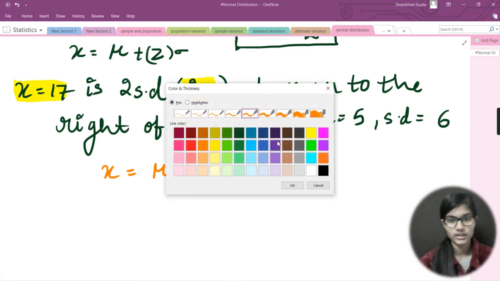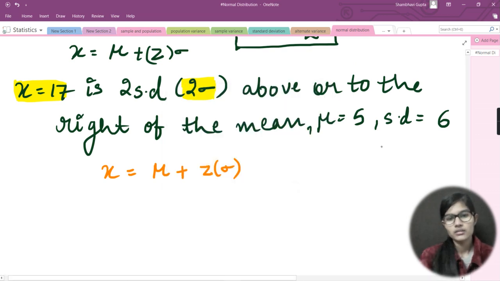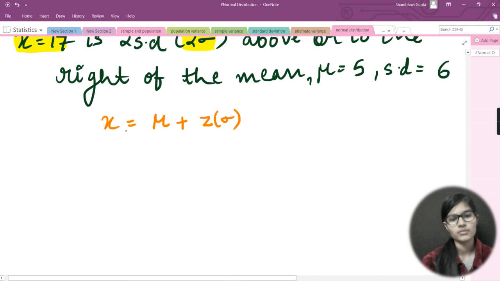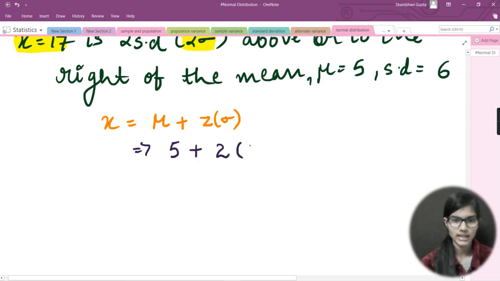I hope this is clearly visible to you, so just let me take this purple. Okay, now x is equal to mu plus z into sigma. Now the value for mu I have here is 5, the value for z I have is 2, and the value for sigma I have is, what was that, 6, right?